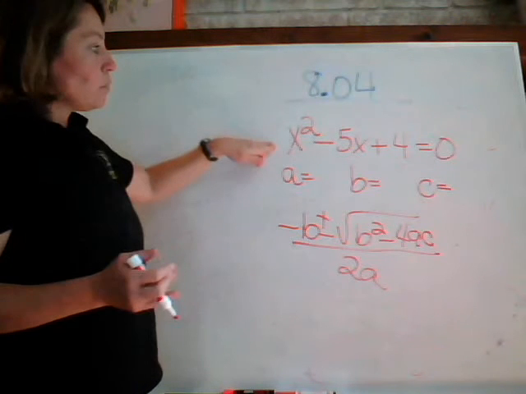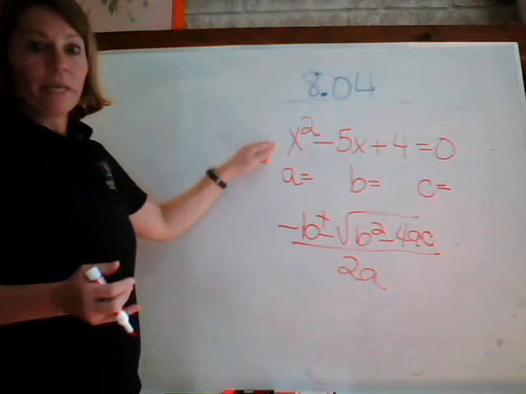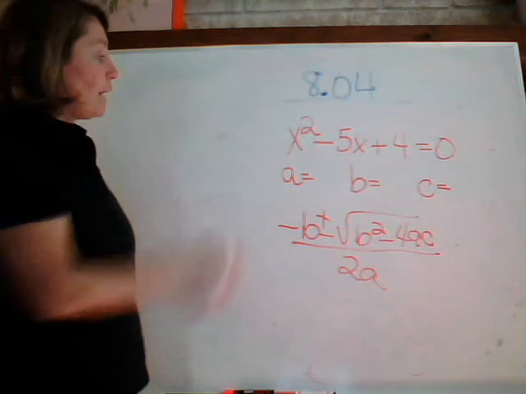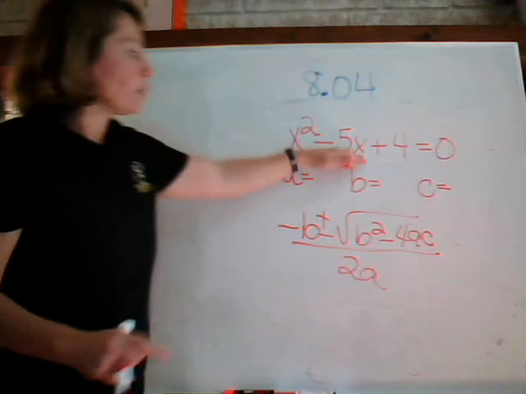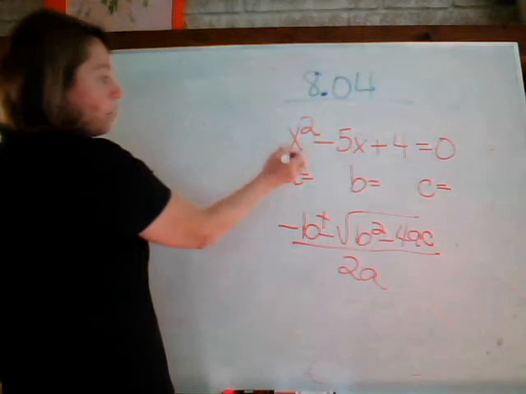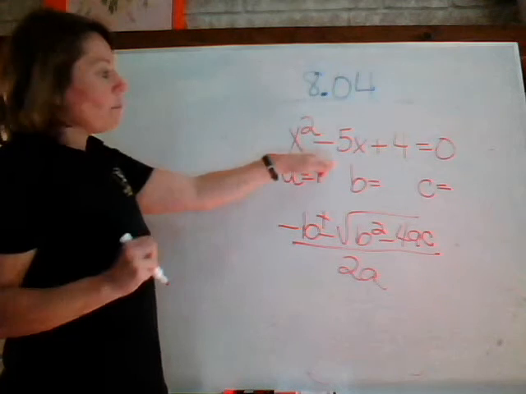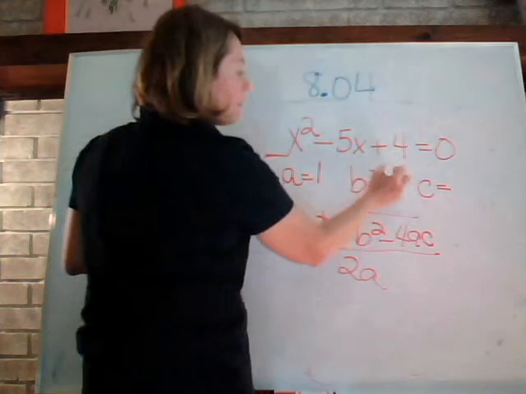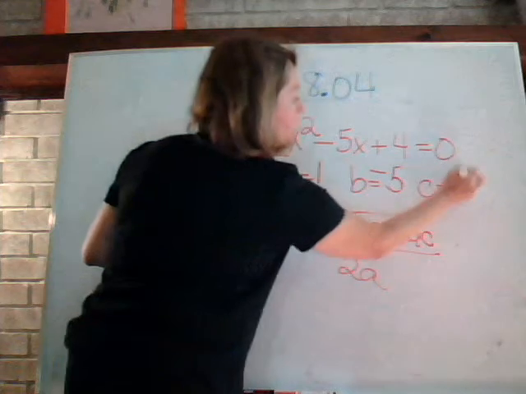Okay, in this one we have x squared minus 5x plus 4 equals 0. Notice it's already in descending order, so it's ready to solve. If not, move it around, get it in descending order with your quadratic, your linear term, and your constant term in order. Okay, a, the coefficient of x squared, is a positive 1. b, don't be tricked, b is negative 5. You always have to take the sign with it. And c is 4 in this problem.